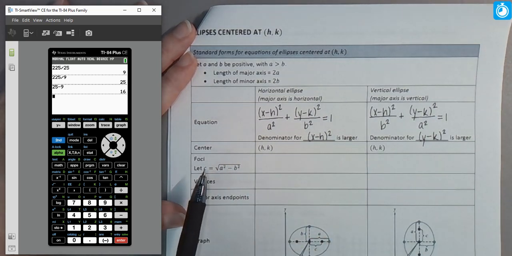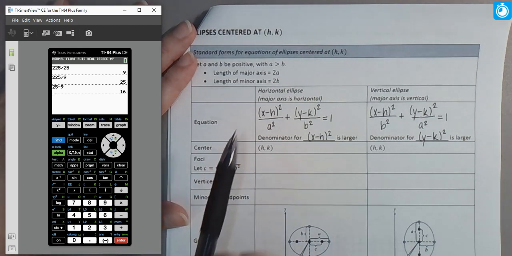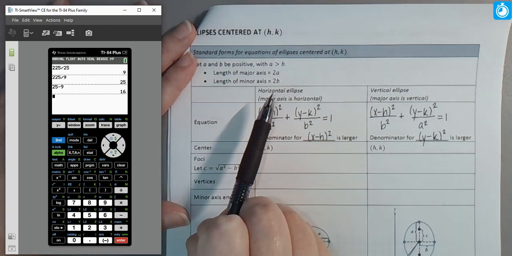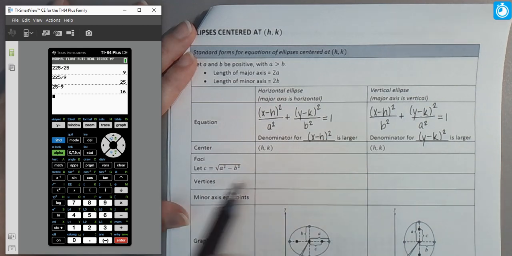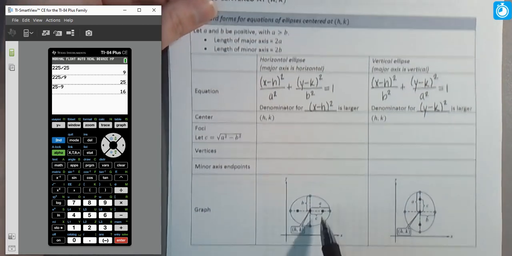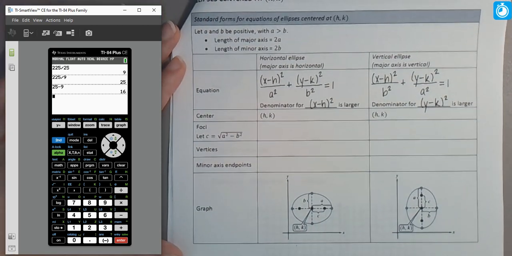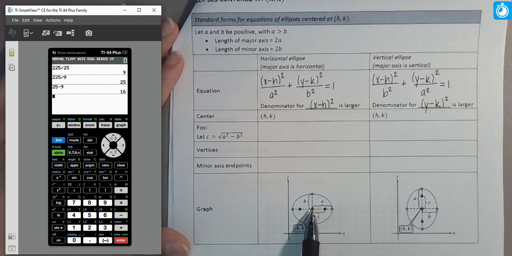Now our definition for C is going to be the same. And again, if we're talking about a horizontal ellipse, we're talking about a major axis that's horizontal. The only difference now is we're starting from a new center. But how we distribute the new points is going to be the same. So if we're starting with a particular center and we have a horizontal major axis, then that means our foci are distributed horizontally away from our center, C units in either direction.